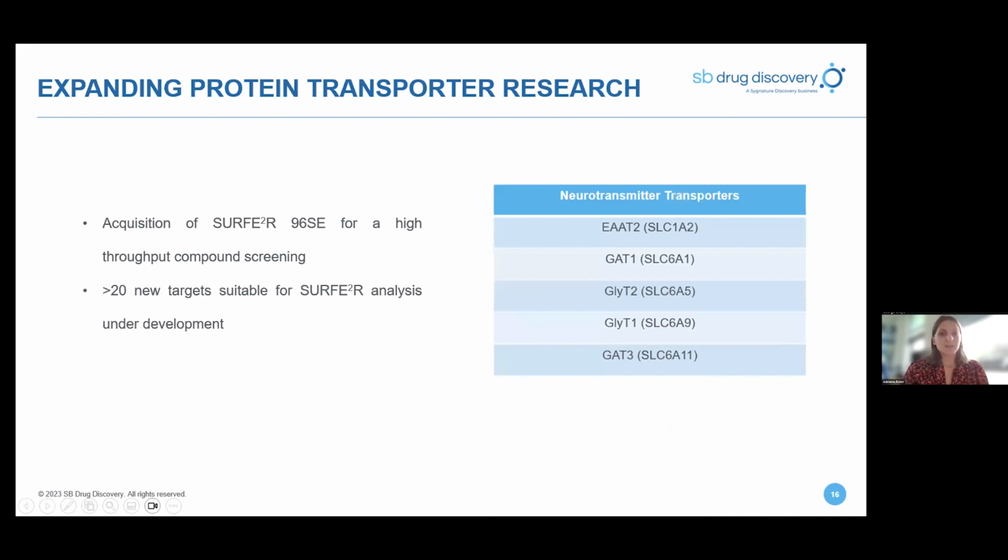So now just to wrap everything up and summarize, I want to share quite exciting news as well: the acquisition of the SURFE2R 96 platform for high throughput compound screening, not just for TMM, but other transporters, and the fact that we're expanding protein transporter research as well. So here's just the list of neurotransmitter transporters that we have on the shelf right now that are suitable for SURFE2R analysis, but we have another 20 plus targets on the way that are under development right now, which is quite exciting news.